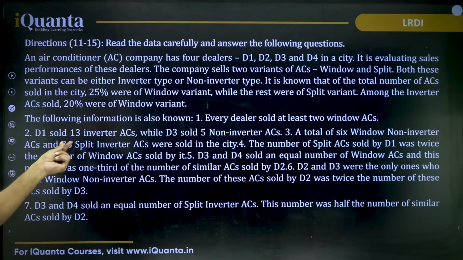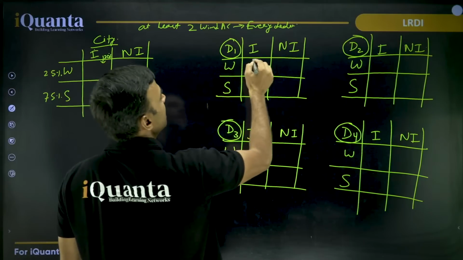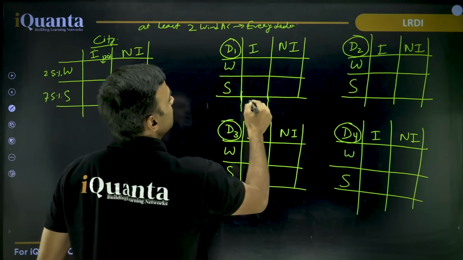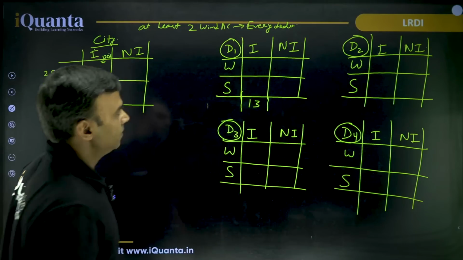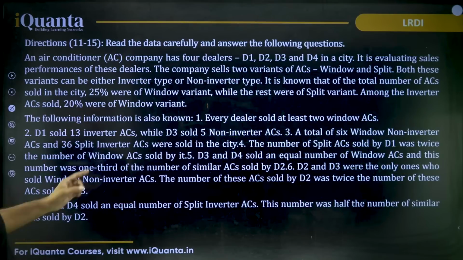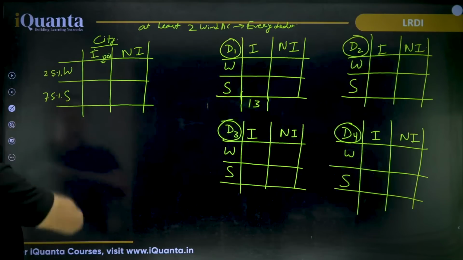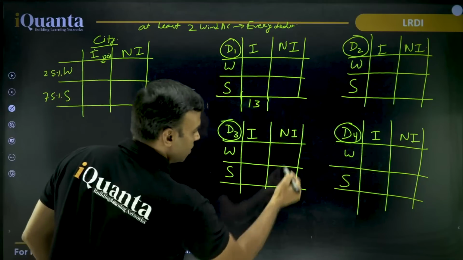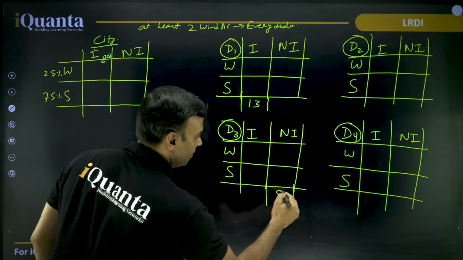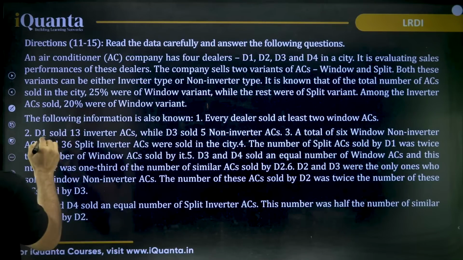Okay, D1 sold 13 inverter ACs. So the inverter total is 13, I'll put 13 here. The sum total of these two is 13. Fine. And D3 sold 5 non-inverter. So the total of non-inverter AC sold by D3 is 5. I'll put 5 there. Okay, good. So we have used this information.